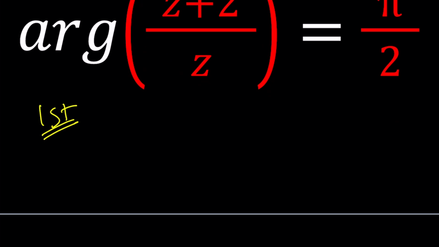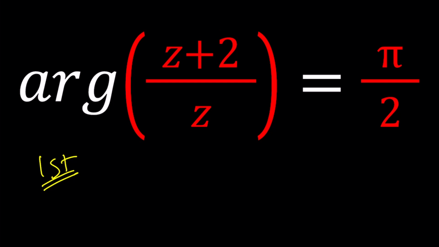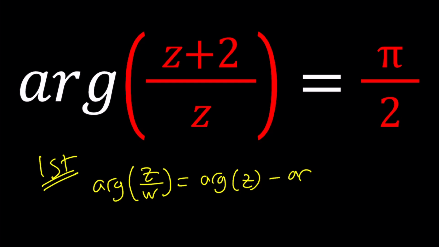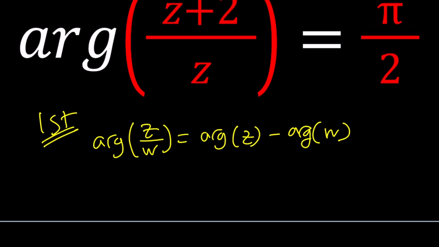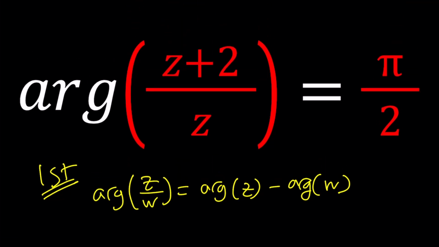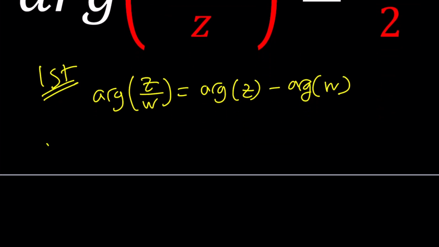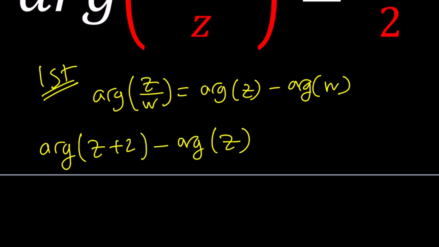Since I was given the argument of a quotient, I can actually use De Moivre's formula, right? And what does that say? If you divide two complex numbers, you subtract their arguments. In other words, argument of z divided by w is the same as argument of z minus argument of w. Now, how do we apply it to our situation? Well, easy. Kind of like the natural log, it carries the same property. We can split it up into a difference. So we can write this as argument of z + 2 minus argument of z is equal to pi over 2.